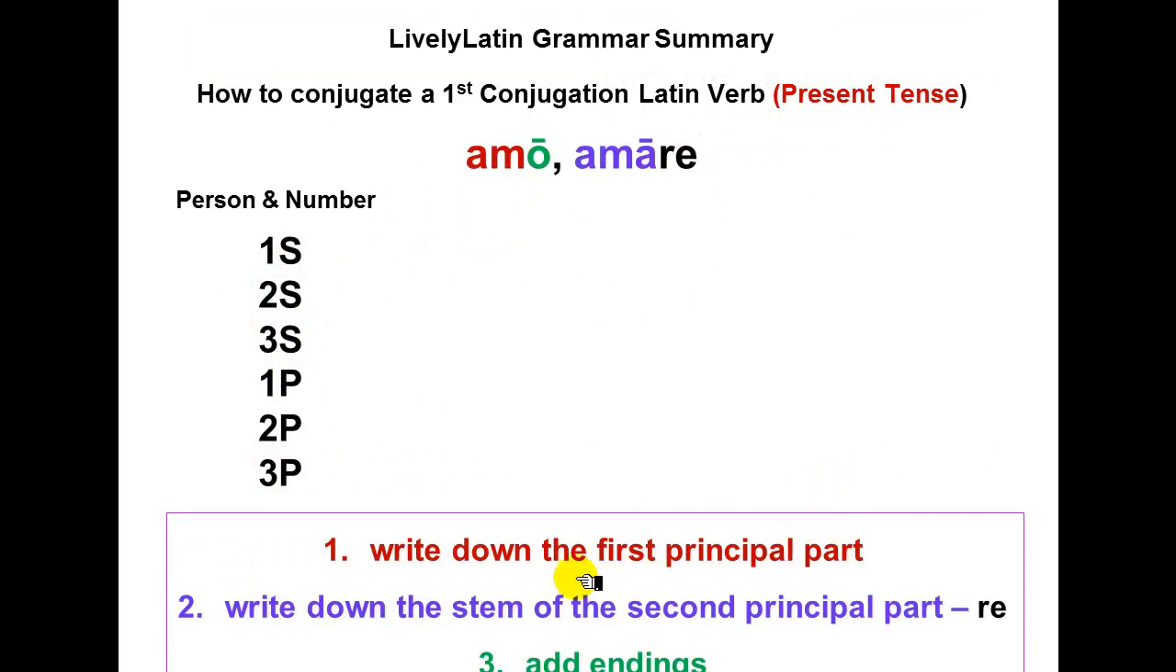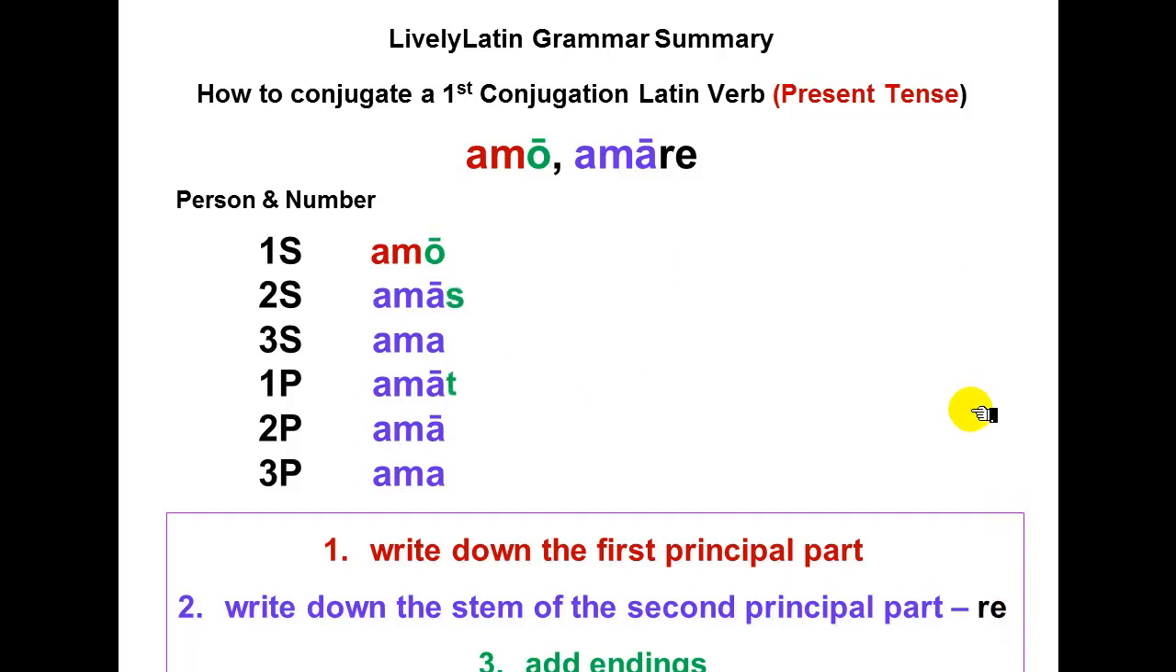Let's conjugate a first conjugation verb in the present tense. The first thing that we need to do is write down the first principal part. Then we're going to write down the stem of the second principal part minus re. Then we're going to add the endings. The first principal part is the form with the o. The second principal part is the form with the re. After we've written down the first principal part and the stem of the second principal part minus the re, then we'll add the endings s, t, mus, tis, and nt.